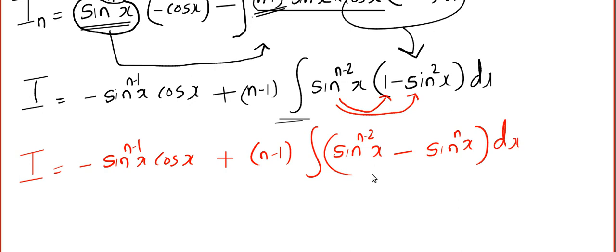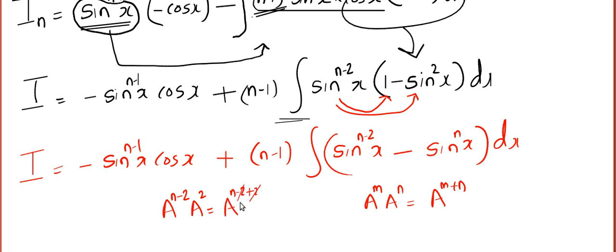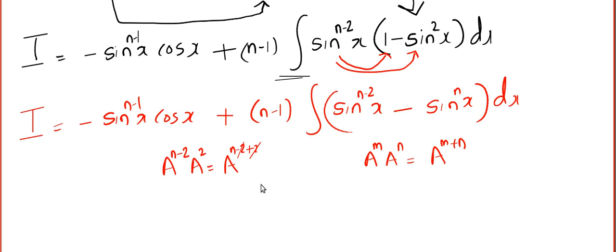Okay, wait a minute, I'll explain that. What is a power m into a power n? Yeah, a power m plus n. So what about a power n minus 2 into a to the power 2? Of course, that will be a power n minus 2 plus 2, that means a power n. So when we distribute this, when we open the bracket, we get sine to the power n minus 2 x into sine square x, and we end up with sine to the power n x dx.